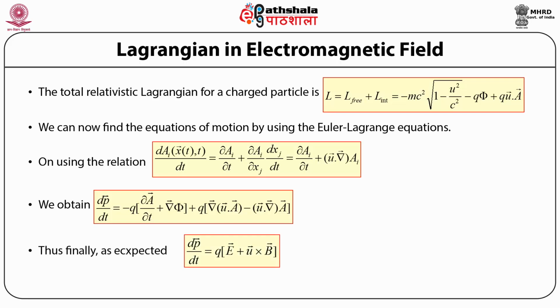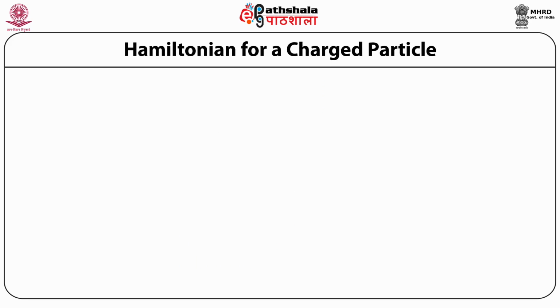Thus, the final expected dp/dt is equal to q of E plus u cross B, where the first term is the electric field and the second term is u cross B. We next give a Hamiltonian description of the system.